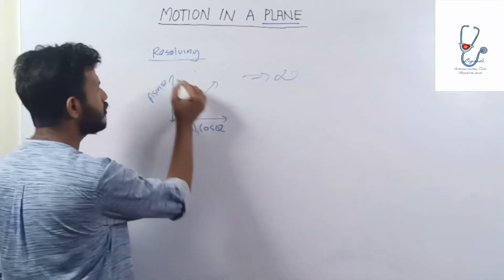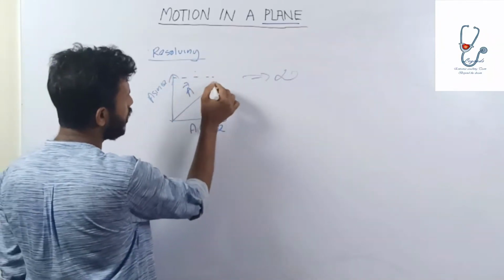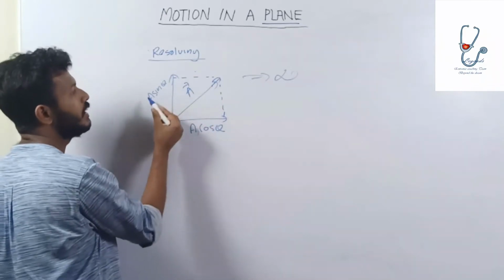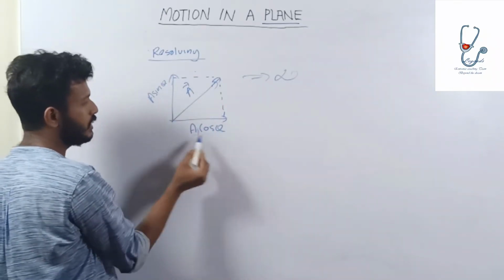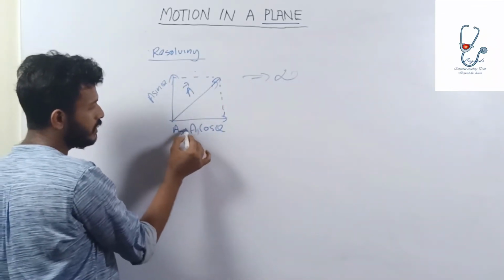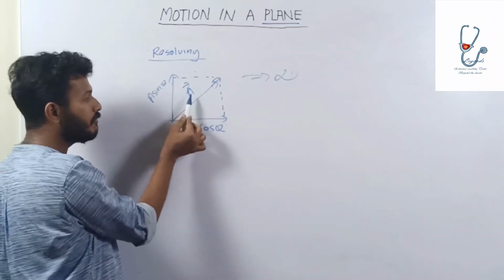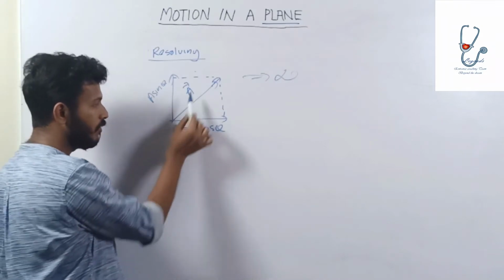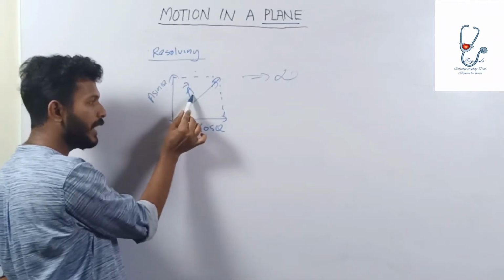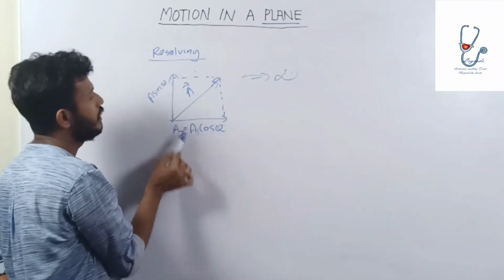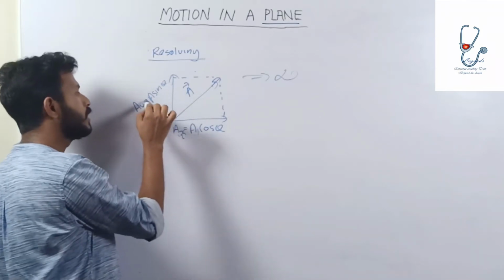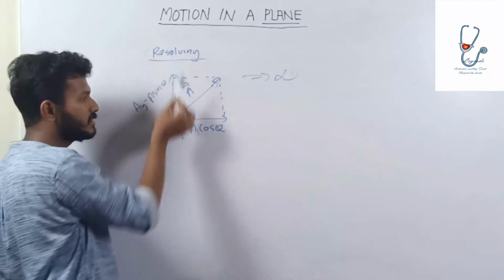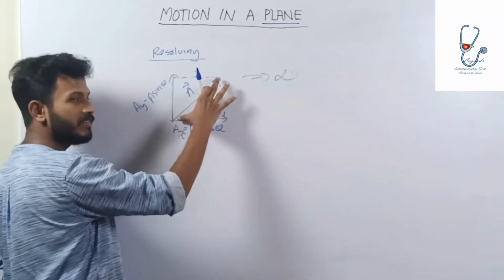What is it called? Rectangular. This is a rectangle. A sin theta, A cos theta. Ax is called the component of A in the direction of x. What is Ay? Component of A in the direction of y. This is the y direction, this is the x direction. This is our vector A.